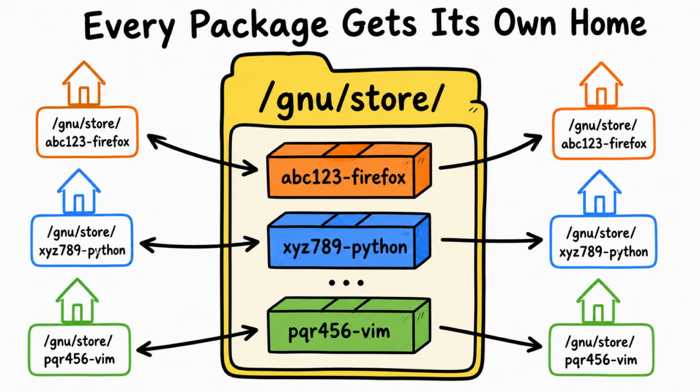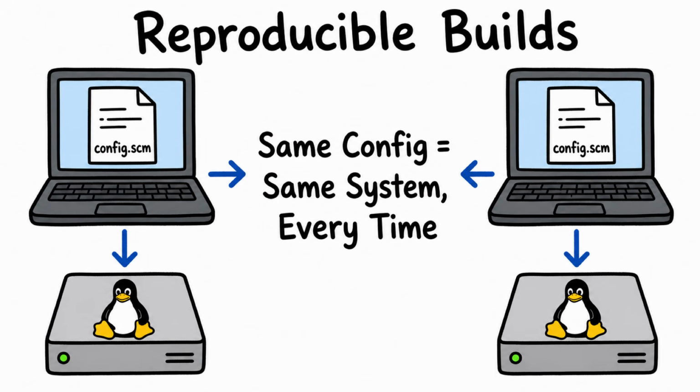Let's talk about the store concept a bit more, because it's genuinely clever. In Guix, every single package is stored under a path that includes a unique hash, something like /gnu/store/abc123-firefox-120. That hash is calculated from all the inputs used to build that package. So if two packages share the same inputs and build instructions, they literally share the same store path. Zero duplication, maximum reproducibility.